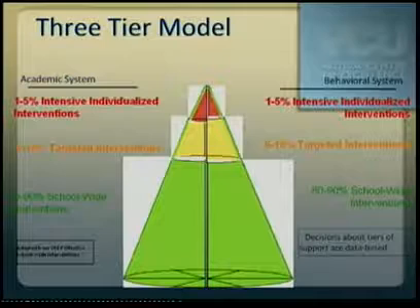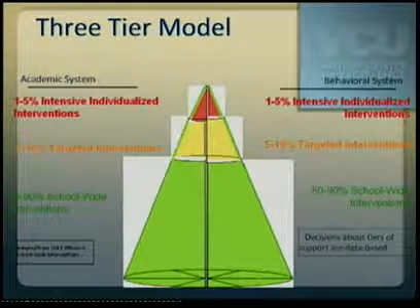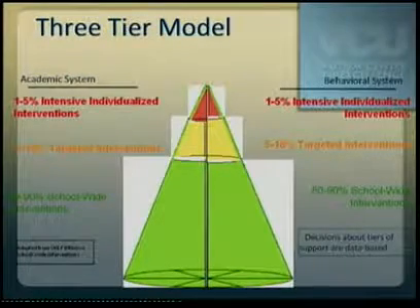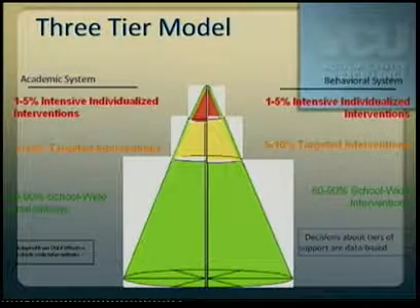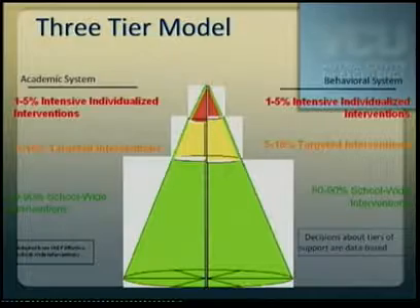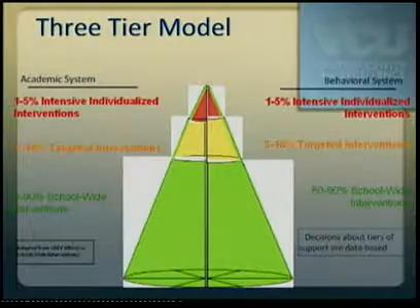The three-tiered model does not work unless you address both sides. You must address the academic, but you must address the behavior side. Otherwise, it will fall over. It will tilt over. You're only addressing one side of this. So for this program to work, you must address both sides.